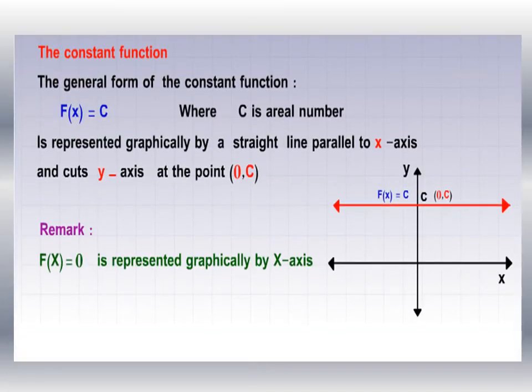The constant function. The general form of the constant function is f(x) = c, where c is a real number. It is represented graphically by a straight line parallel to the x-axis that cuts the y-axis at the point (0, c). Remark: f(x) = 0 is represented graphically by the x-axis.